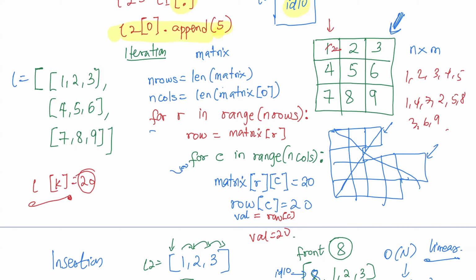This code will print it row by row, because you take a row, then for every row you go through its entries and print them out, right? But now what if I want to print it column by column? Now I want to print 1, 4, 7, 2, 5, 8, 3, 6, 9. I've come across this in an interview. How do you think we'll do that?